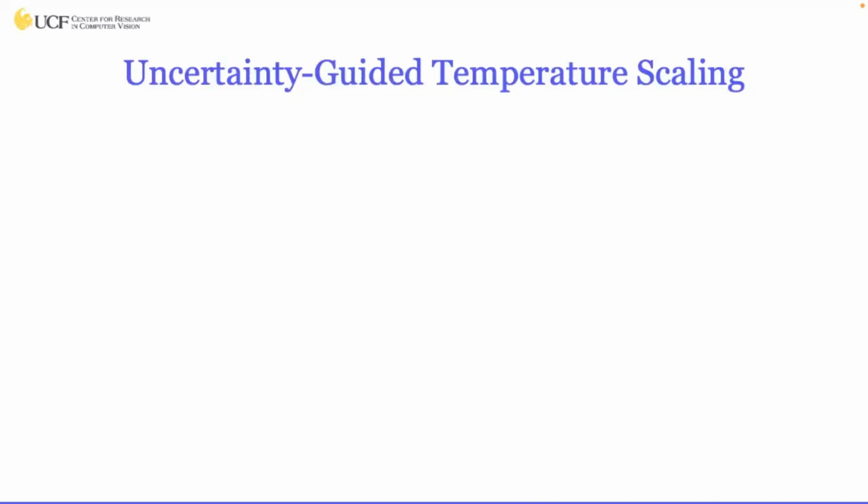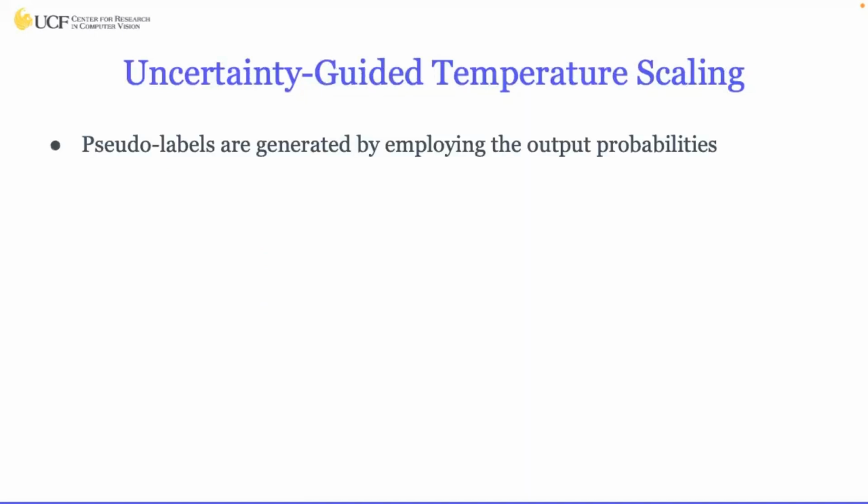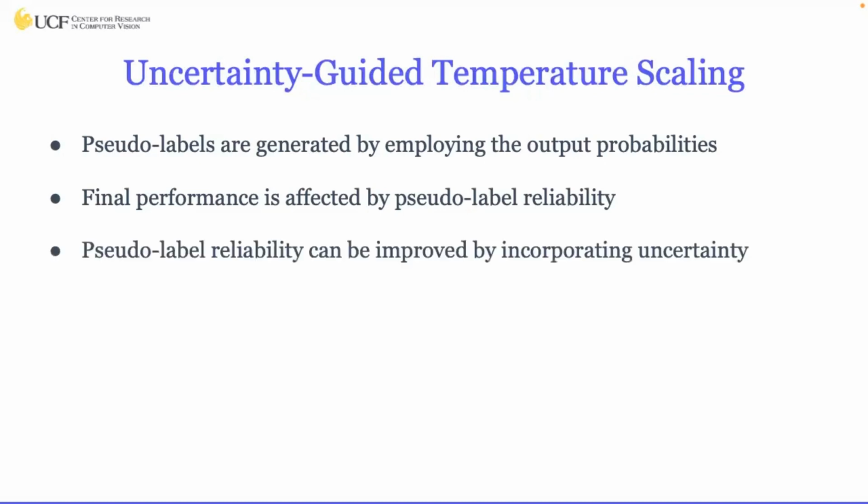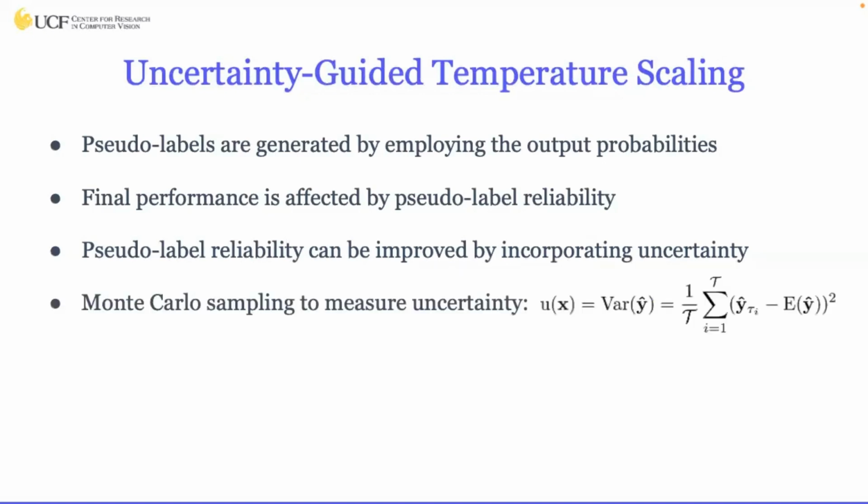In this work, we are generating these pseudo labels employing the output probabilities. Therefore, the final performance will be affected by the reliability of the pseudo labels. And the pseudo label reliability can be improved by incorporating predictive uncertainty. So in this work, we perform Monte Carlo sampling to measure the uncertainty. What we do is perform stochastic data augmentation on the input and look at the variance of these multiple stochastic forward passes, and treat this as a notion of uncertainty for a particular sample.